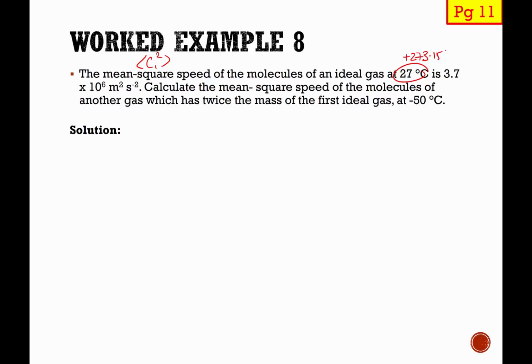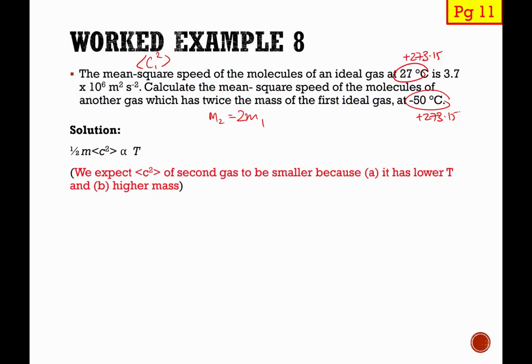And then we are required to calculate the mean square speed of the second type of molecule, where the second type actually has a molecular mass that is twice that of the first type. Same thing, given in degrees Celsius, we need to convert it to absolute Kelvin. So the way to solve this kind of question is to make use of the relationship that the KE is proportional to T.